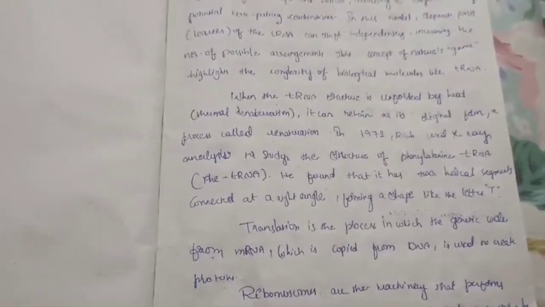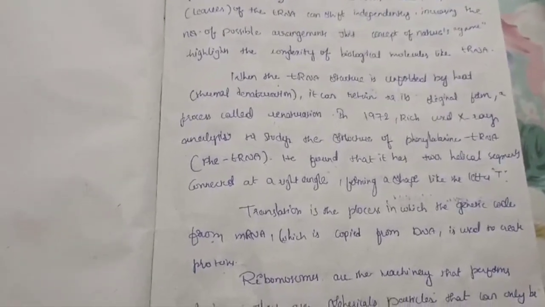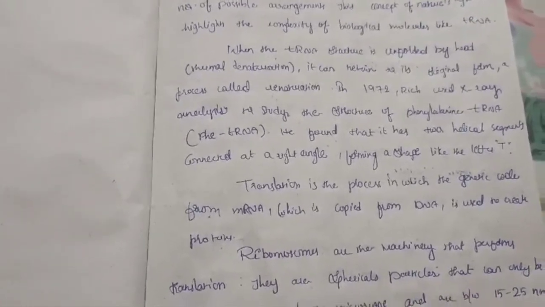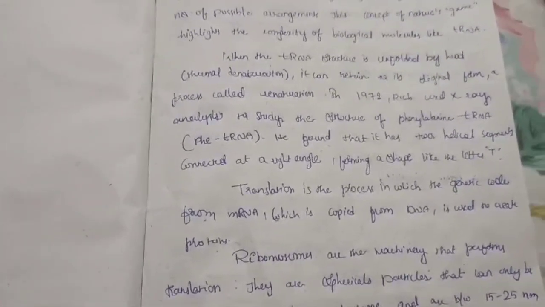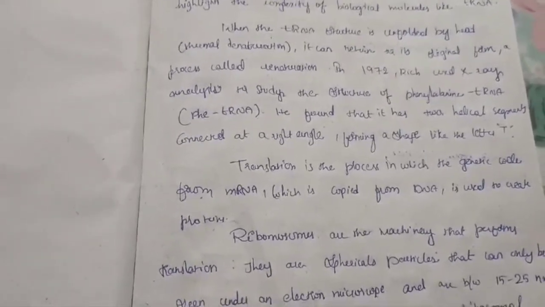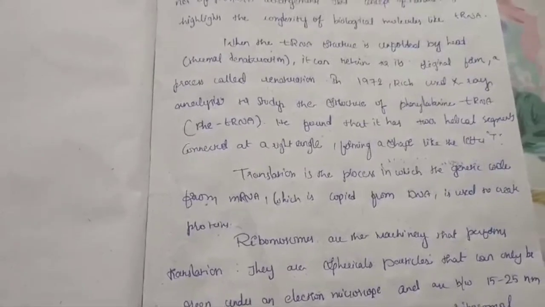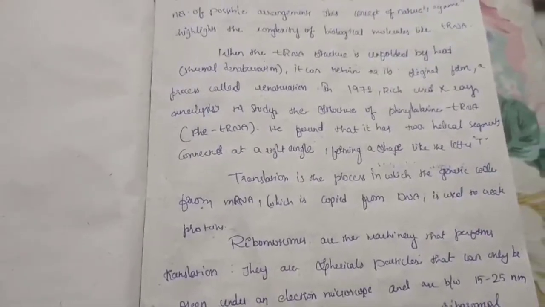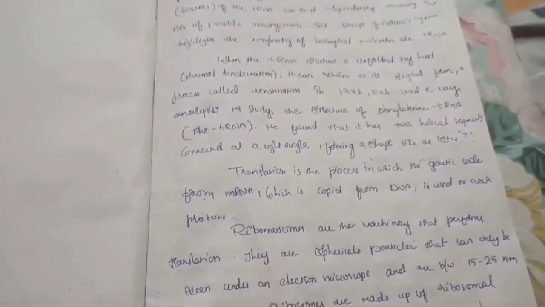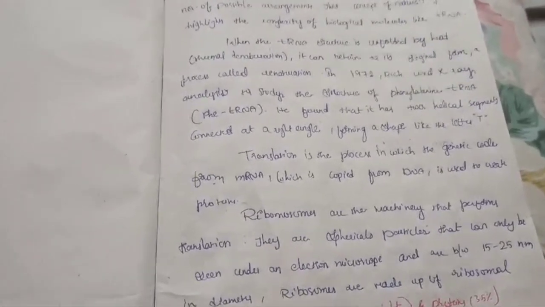And when the tRNA structure is unfolded by heat, thermal denaturation, it can return to its original form, a process called renaturation. In a study in 1972, Rich used X-ray analysis to study the structure of phenylalanine tRNA. He found that it has two helix segments connected at a right angle, forming a shape like the letter T.